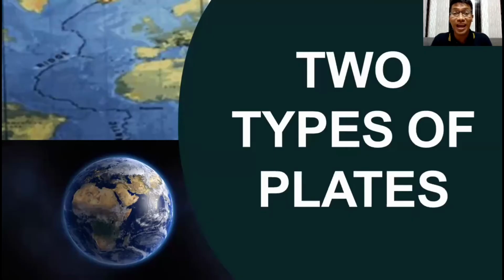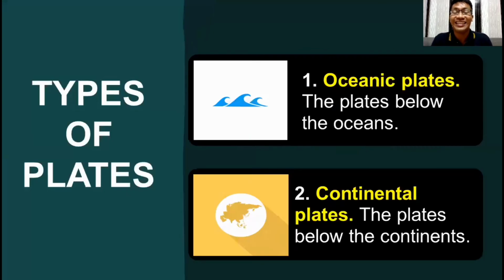We have two types of plates, and these are the oceanic plates and continental plates. Let us try to differentiate the two. When we say oceanic plates, these are plates that can be found under the ocean or below the ocean, while continental plates are the plates that can be found below the continents.